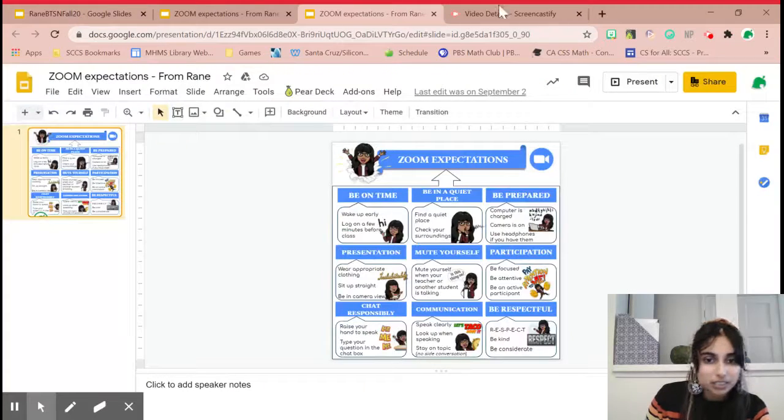All right, so that's it for my expectations. And this Zoom expectations is posted in every Google Classroom. So if you want to take a look at it later, you can navigate to your child's classroom.